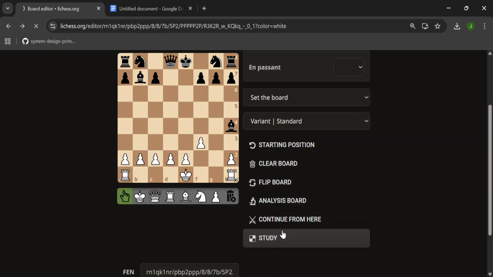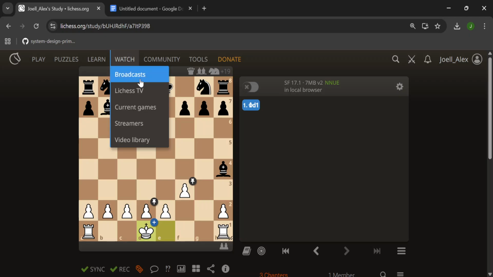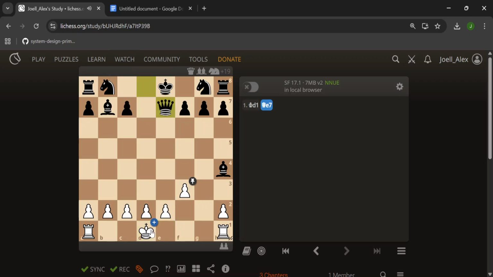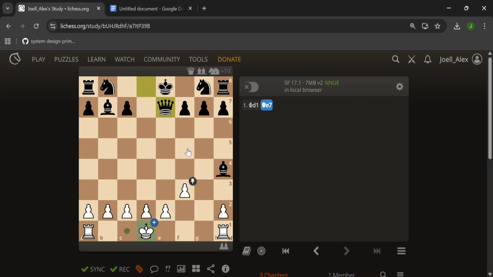Let's take a look at it. So this is a check, and now I have to move my king. Because the king has moved, I lose my right to castle. If you take a look, I cannot castle any longer. So that's what this line means. If the king has never moved, you can castle. That's a legal move. Next up, we have a case where the rook has never moved.